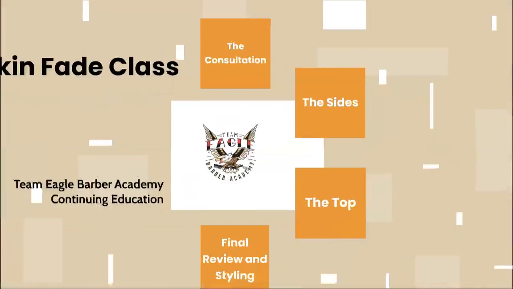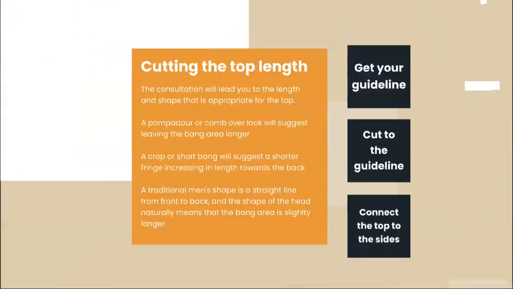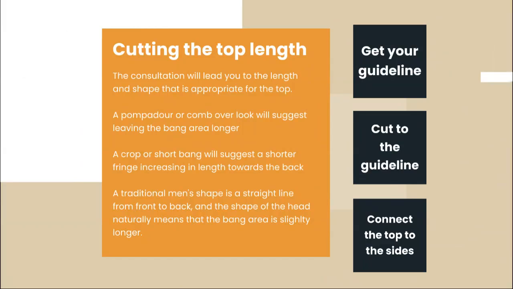So now that our sides are completed, we will move on to the top. The consultation will lead you to the length and shape that is appropriate for the top. A pompadour or a comb-over look will suggest leaving the bang area longer. A crop or a short bang will suggest a shorter fringe, increasing in length towards the back. A traditional men's shape is a straight line from front to back, and the shape of the head naturally means that the bang area will be slightly longer.